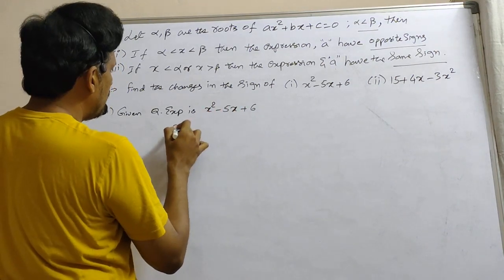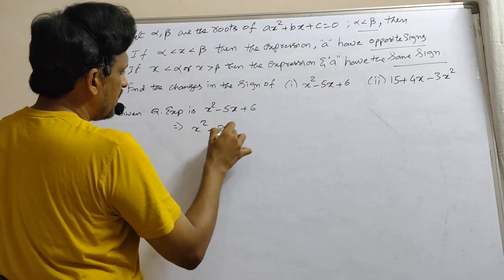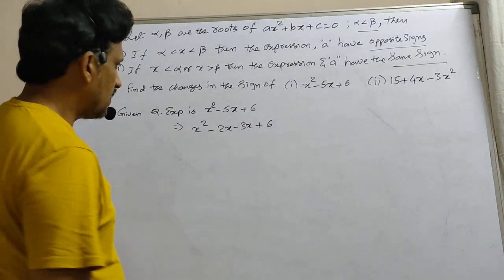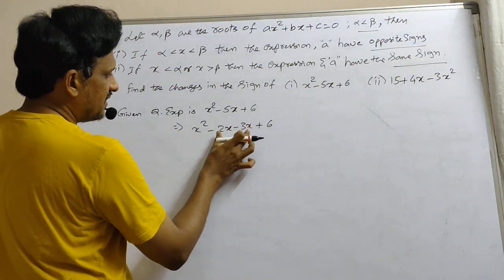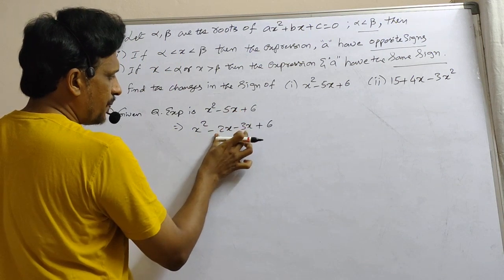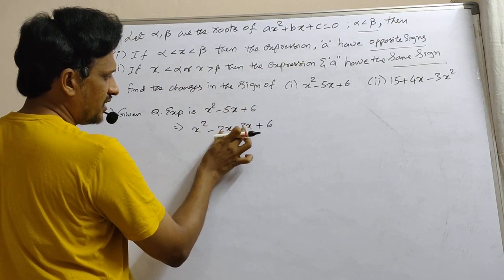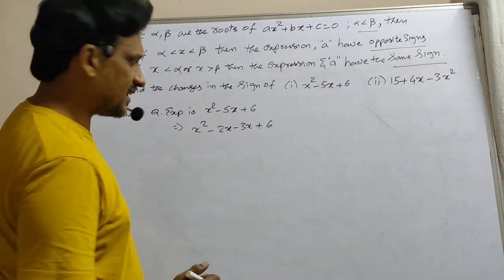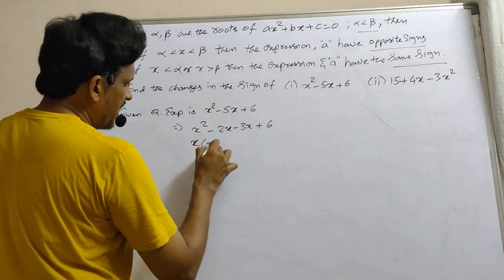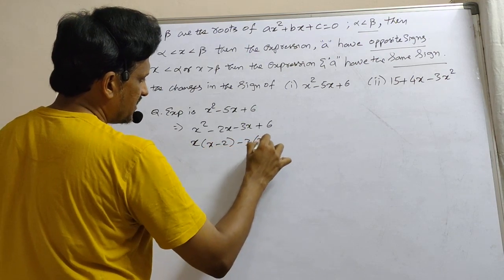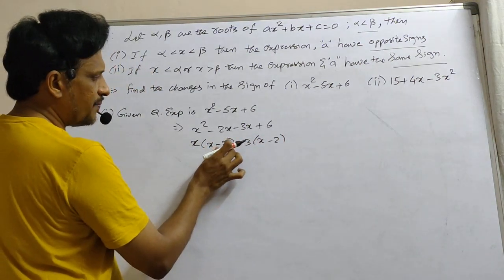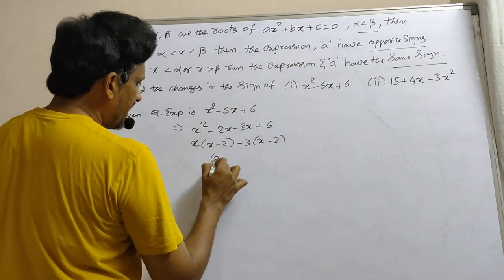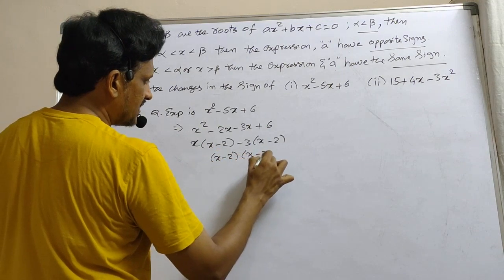To get this minus 5, we have to write it like this: x square minus 2x minus 3x plus 6. So minus 2x minus 3x, the sum will be minus 5x, and the product, minus into minus plus, 2 into 3 is 6, which matches x square plus 6. Like this you have to choose the factors. Now this is x into x minus 2, minus 3 into x minus 2. You can verify that the same linear factor you will get in the brackets, a common factor. So by taking this x minus 2 common, you will get x minus 3.